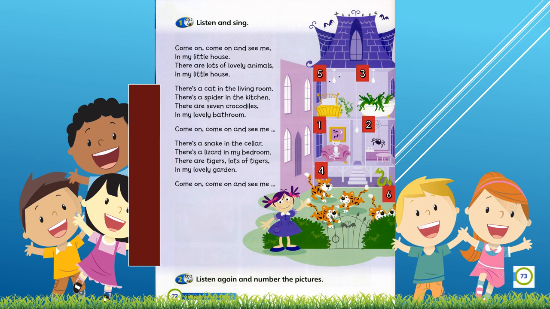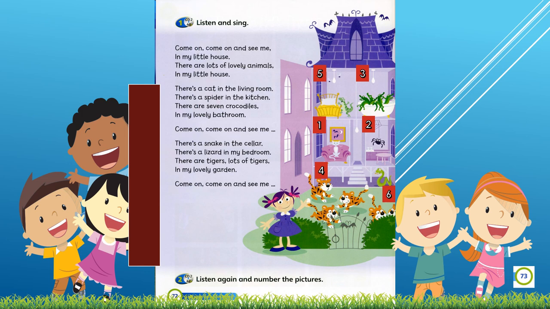Now let's see if you are able to number the rooms in order of the numbers they come from the beginning of the song to the end of the song. Good. Number one was living room. Number two is kitchen. Number three was bathroom. Number four was cellar. Number five, bedroom. And number six, garden. Good.